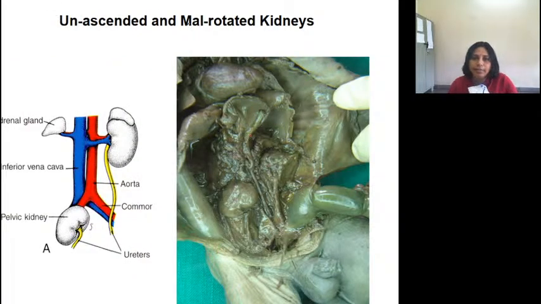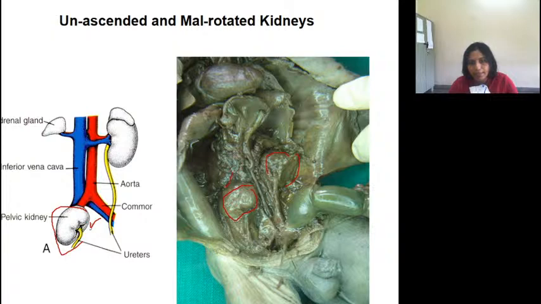And then the other one is the unascended and malrotated kidneys, and then this is a pelvic kidney. If the kidney fails to ascend, it will be in the pelvic region. So this is an unascended kidney on this side, and it is also malrotated, so it is in the pelvic region. On this side also, it is partially, not completely, ascended.